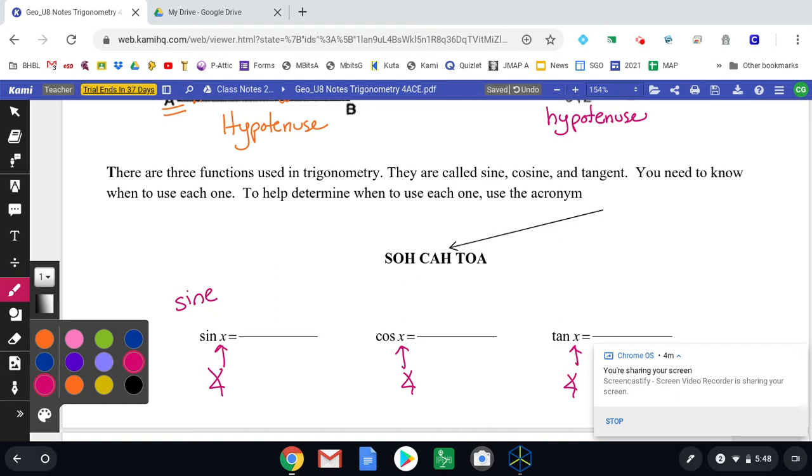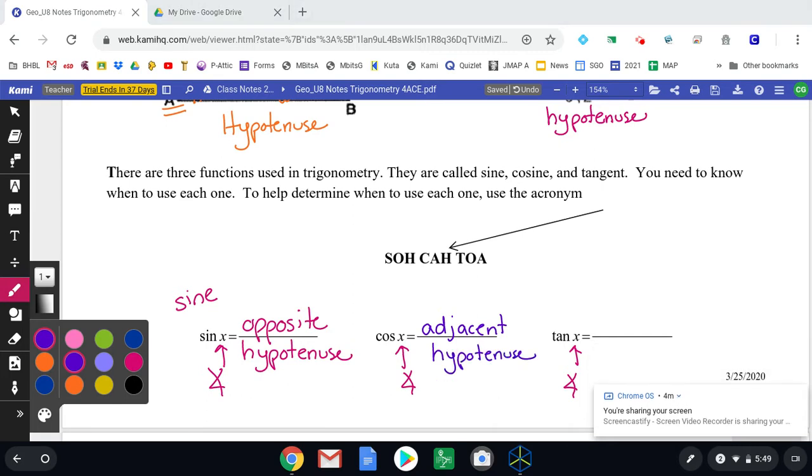And the way we're going to write that, the ratio is the opposite side over the hypotenuse. Our cosine of an angle is our adjacent side over our hypotenuse. And our tangent function, I'm sorry, that was cosine, this is tangent. Our tangent is our opposite side over our adjacent side.